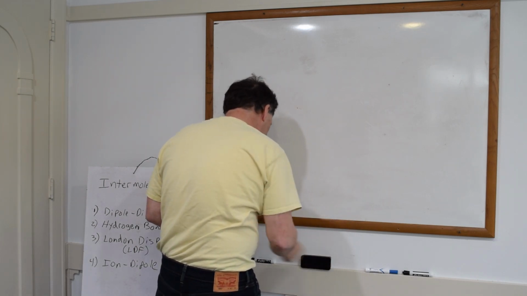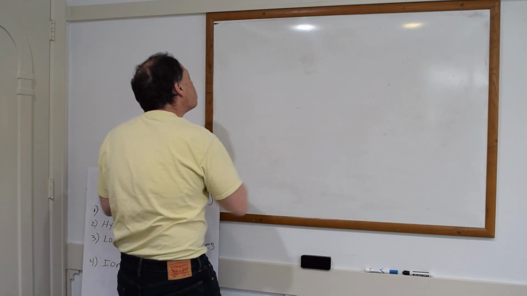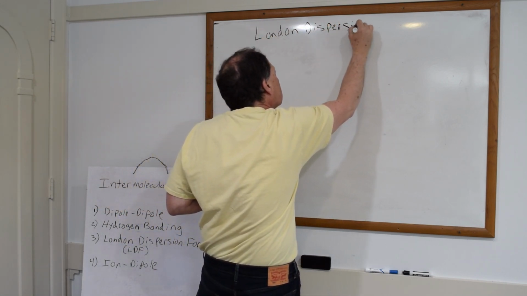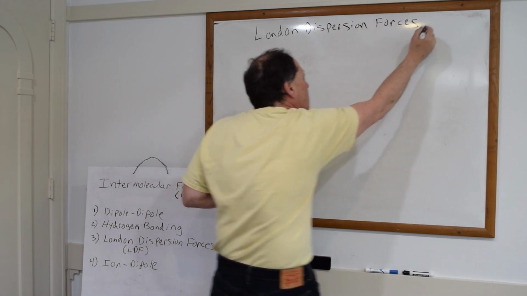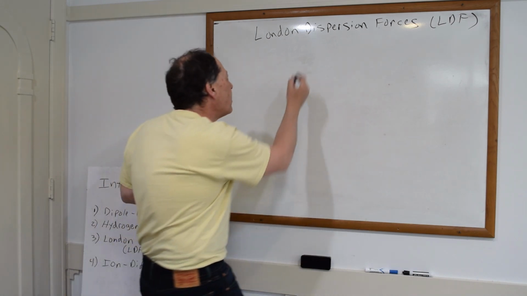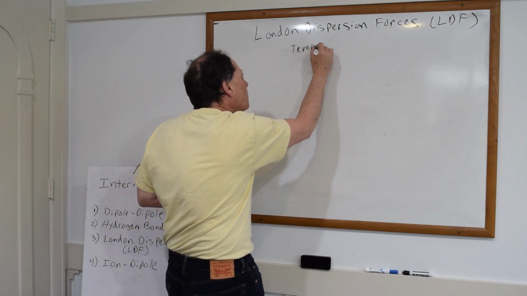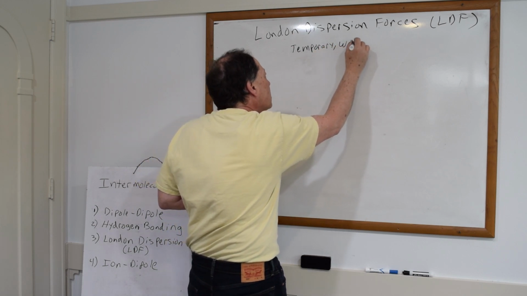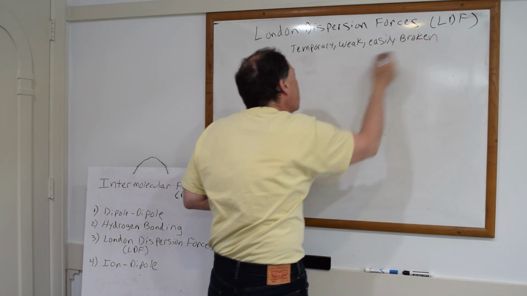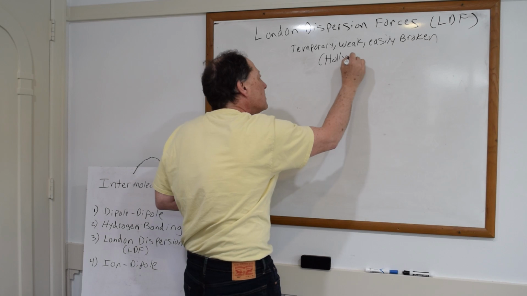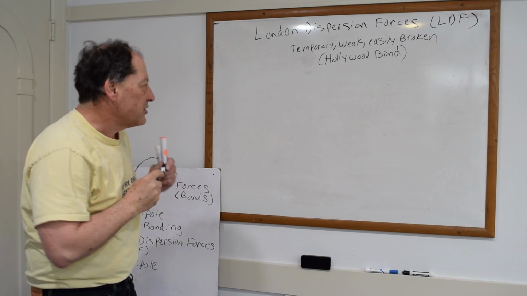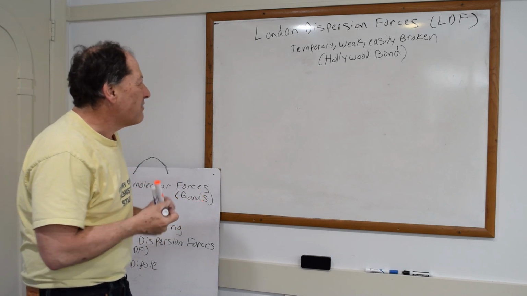And these are a little strange. We're going to call this LDF for short. And these kinds of forces are temporary, weak, and easily broken. That's why we call it the Hollywood bond. I didn't make that up, but somebody did, thought it was funny. Okay, so let's talk about how that forms.